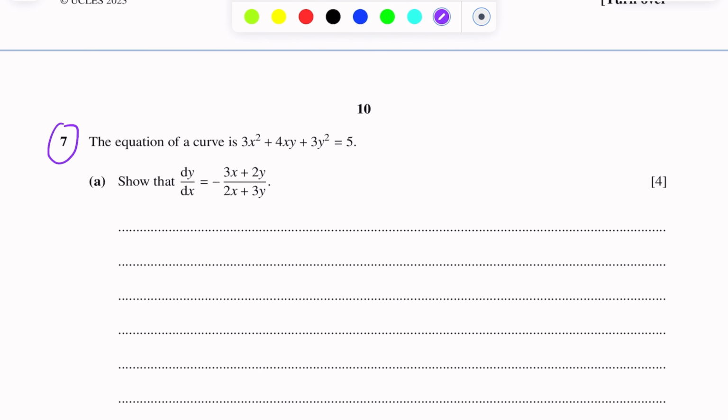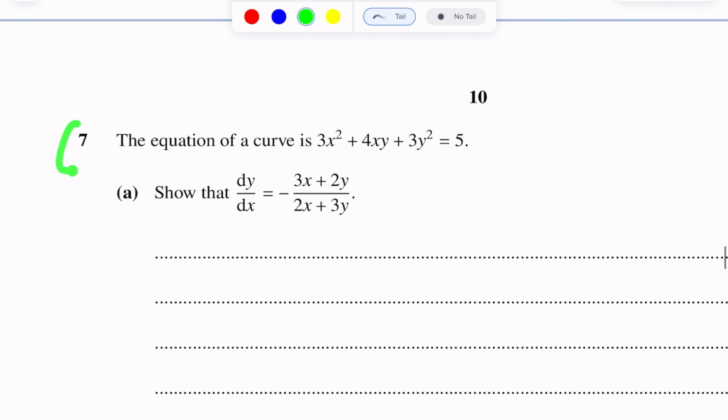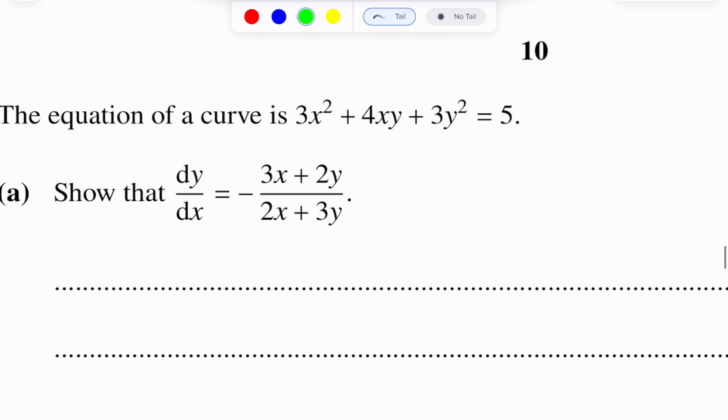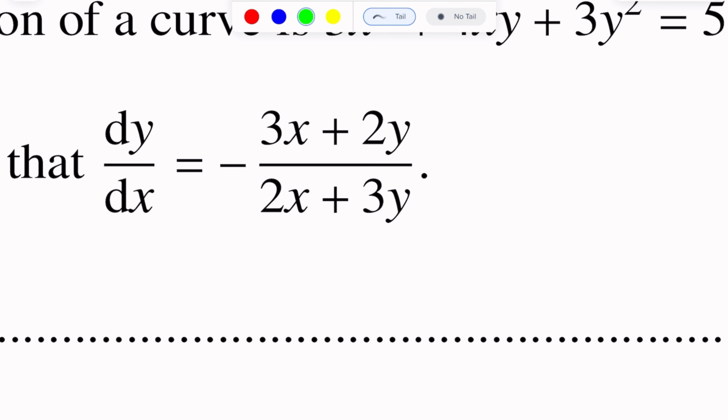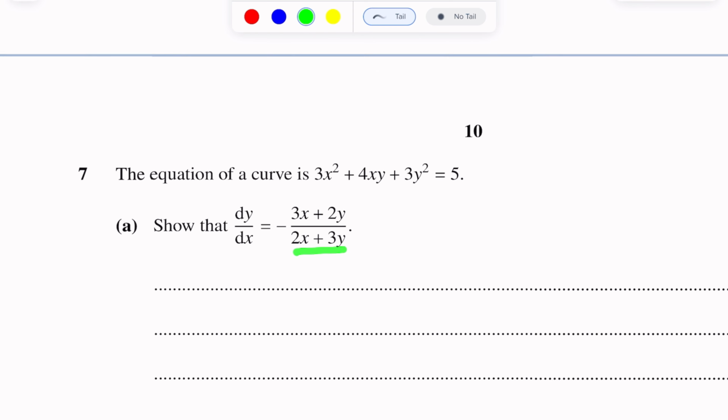Question number 7. This question is of differentiation. The equation of the curve is 3x square plus 4xy plus 3y square is equal to 5. This is the equation of the curve. Show that dy over dx is equal to minus (3x plus 2y) over (2x plus 3y).